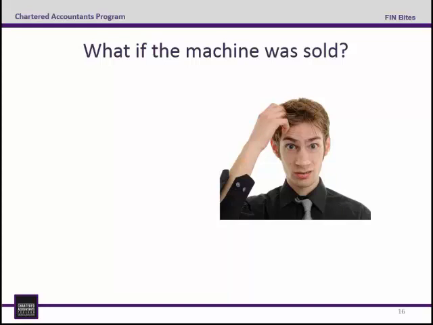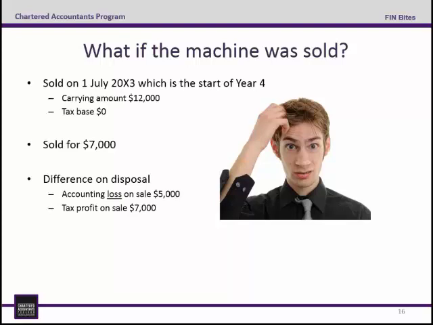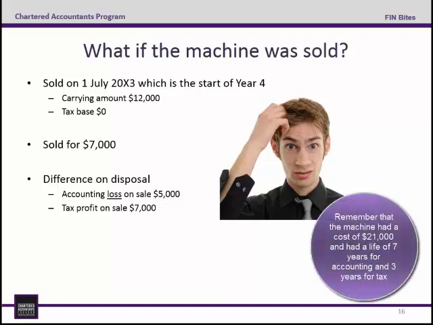So I've created some information about this machine. Let's say that on the 1st of July 20X3, which is the start of year 4, I have a carrying amount of $12,000 and a tax base of 0. So look back at those numbers that we had at the beginning. Let's say that I sold the machine for $7,000.